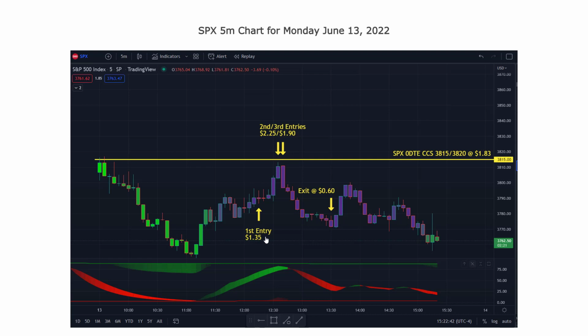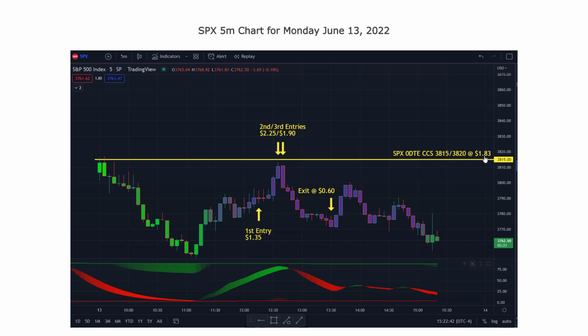So I don't want to go full entry here, and I wanted to wait and see if we moved up, because let me tell you, when you're selling something for 1.35 and then it moves up here, you're down pretty quick. Well, it actually moved up, and as it got to my gap window area, I sold a second one for $2.25 and ended up selling a third one for $1.90.